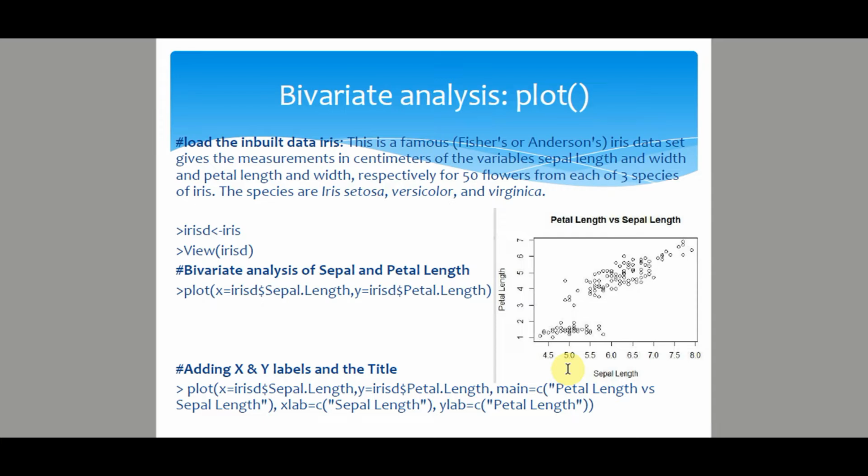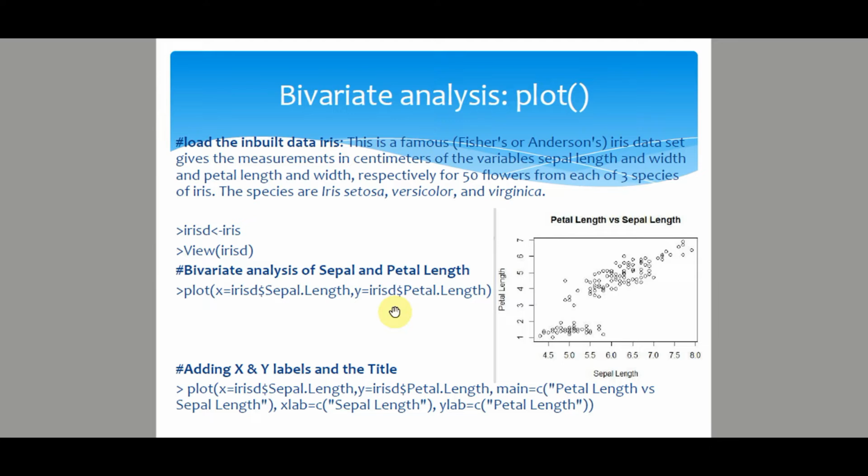First, load a sample data. For this example, load the inbuilt dataset iris. This is a famous iris data gives the measurements in centimeters of the variables sepal length, width, and petal width, respectively, for 50 flowers from each of three species of iris. Then define the x variable and the y variable. For example, x is equal to sepal length and y is equal to petal length.